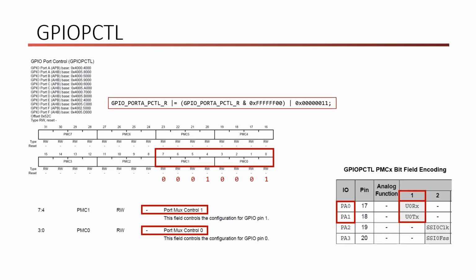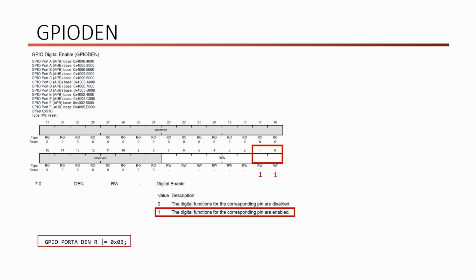The GPIOPCTL register is used in conjunction with the GPIOAFSEL register and selects the specific peripheral signal for each GPIO pin when using the alternate function mode. Here, you need to verify the digital function value in the GPIO pins and alternate functions table within the datasheet. As you can see in the table of this slide, you need to write a 1 into the PMC0 and PMC1 bits.